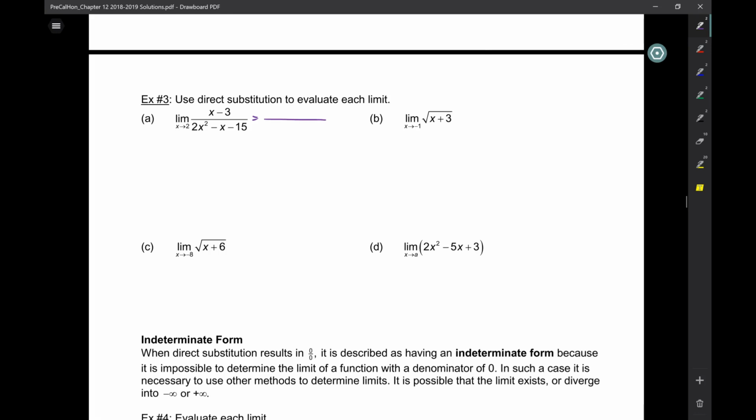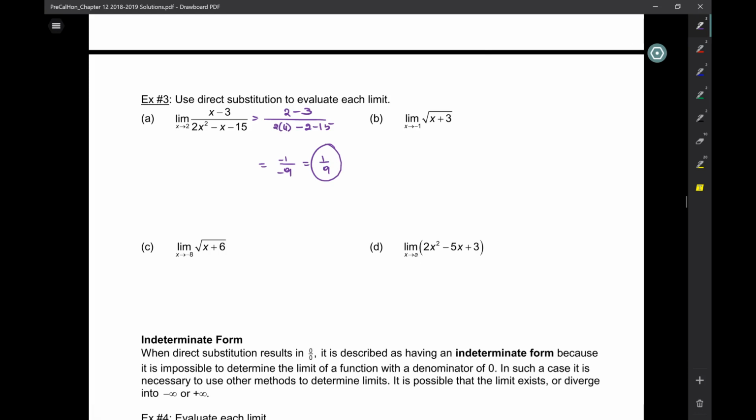Rule of limits. When the variables are in the function, you always have to put that limit symbol. The second you substitute values in there, you must drop that limit. So this is going to be equal to, no more do we write limit, we just say 2 minus 3 over 2 times 4 minus 2 minus 15. And that's negative 1 over negative 9, 1/9. Do we simplify? Of course we simplify. But notice the limit symbol went away.